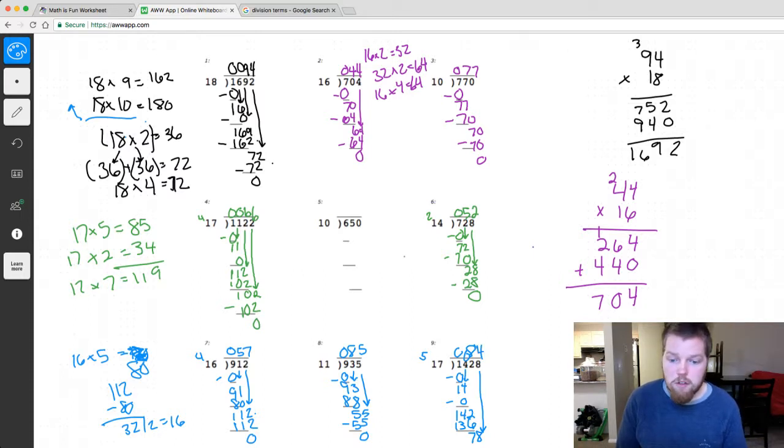4 times 7 is 28. We'll move the 78 up here. 4 times 7 is 28. Carry the 2. 4 times 1 is 4 plus 2 is 6. And that would give us 10 for a remainder. Did I do something incorrect on this problem? Let me check on a calculator.